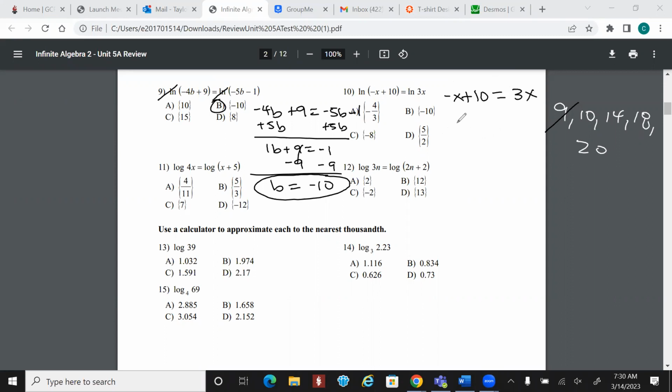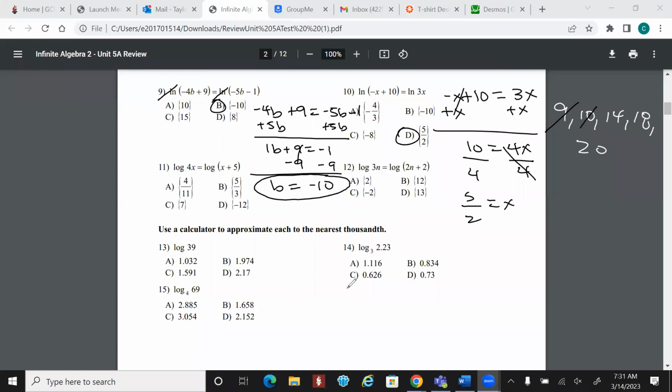We'll have this. We're going to add x to both sides, so that gives us 10 equals 4x. We're going to divide by 4 on both sides. But 10/4 is not an option over here. Is there any way to simplify 10/4? What can we divide both the top and the bottom by? 2. That'll give me 5/2, which is our option T.